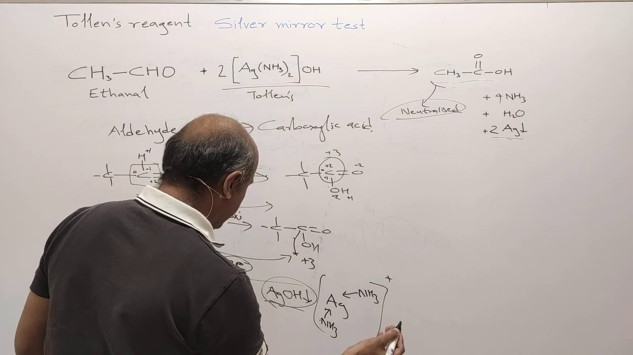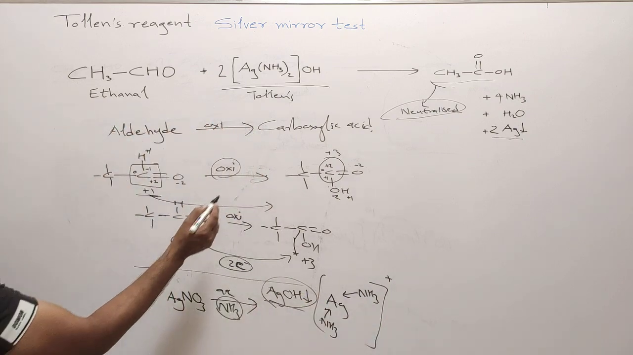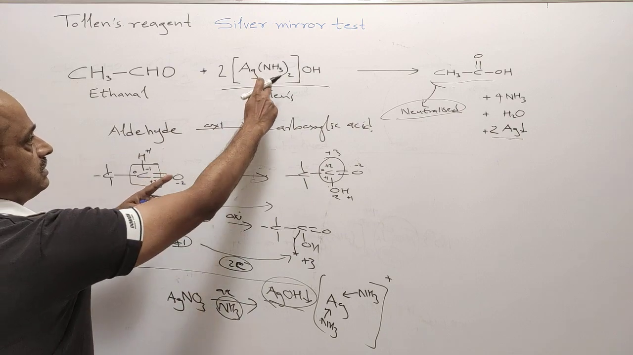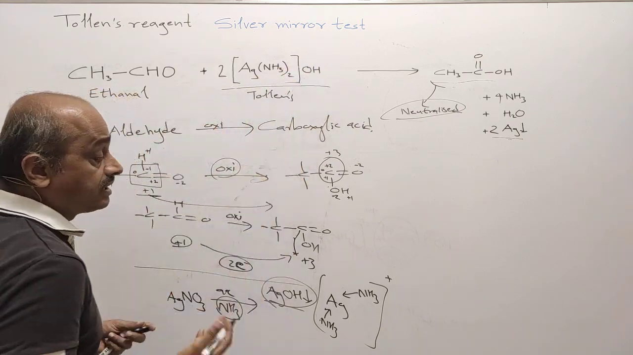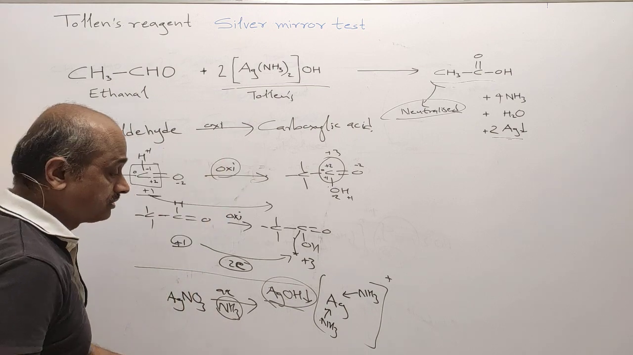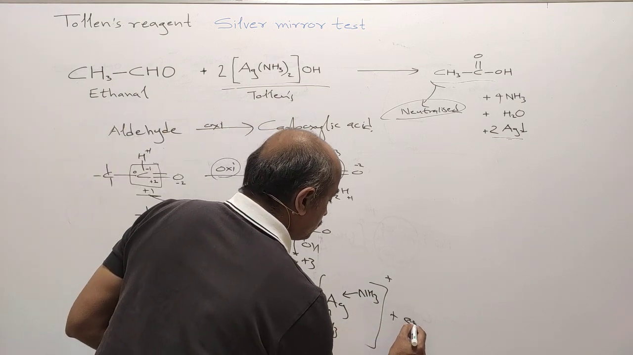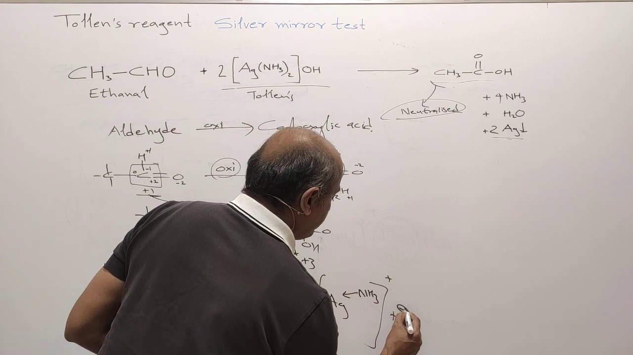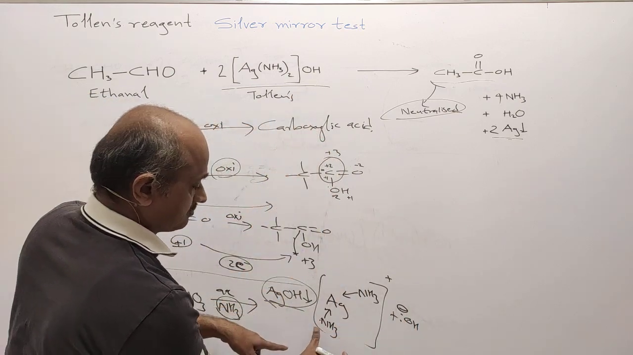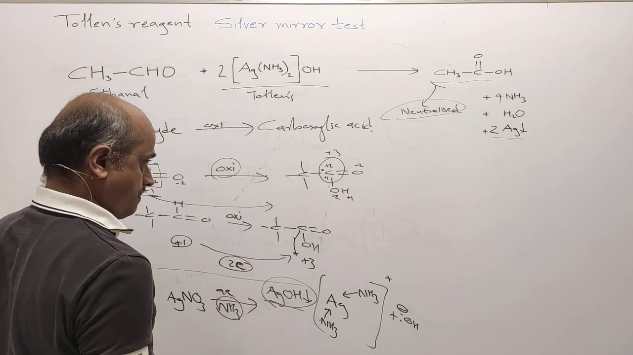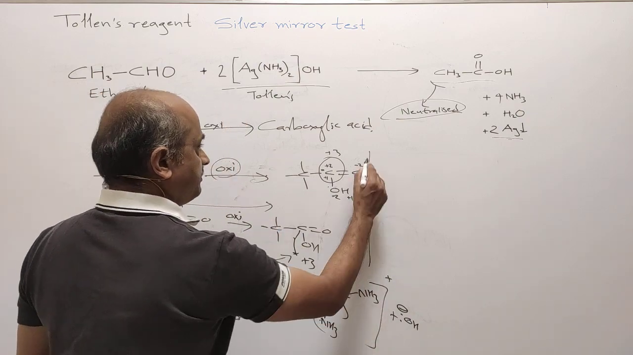And in aqueous solution, the ions are free. Although we use molecules in this fashion, this is a complex ion, and this one is again an ion, the free OH minus ions, giving a basic solution. So it is more convenient to write it in this fashion. Or I can repeat it here.